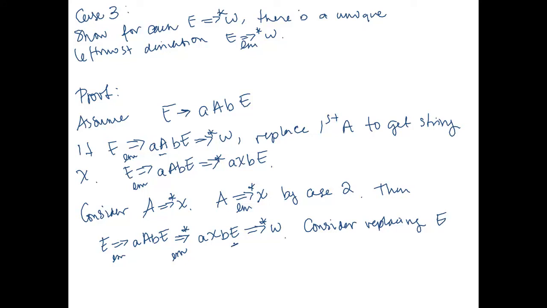with string T. Okay, so what is this going to look like in our running derivation? We're going to have E, leftmost, A, big A, B, E. Via unique leftmost derivation, we get A, X, B, E.